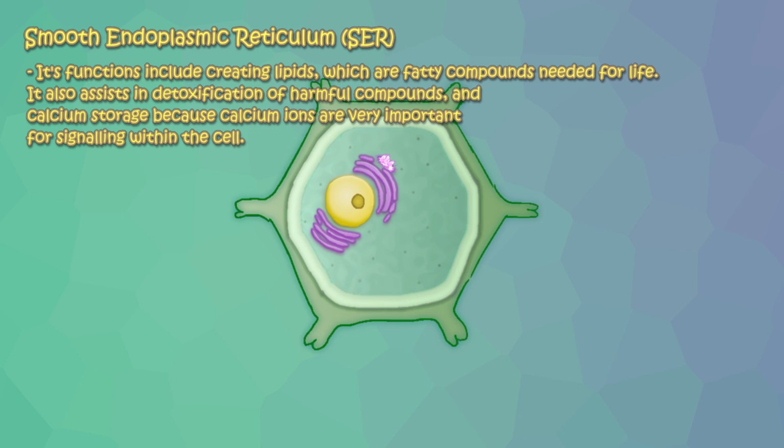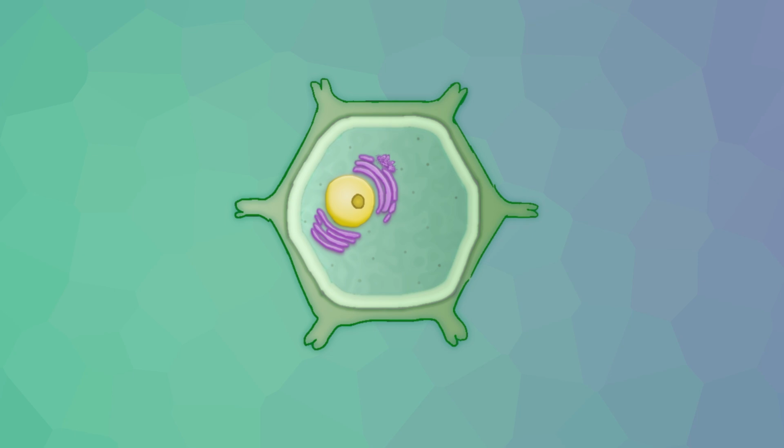The smooth endoplasmic reticulum functions include creating lipids, which are fatty compounds needed for life. It also assists in detoxification of harmful compounds and calcium storage, because calcium ions are very important for signaling within the cell.